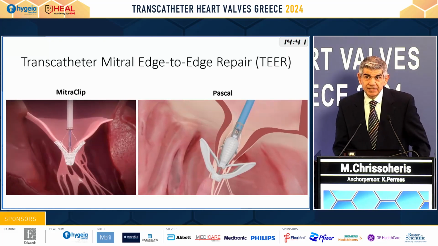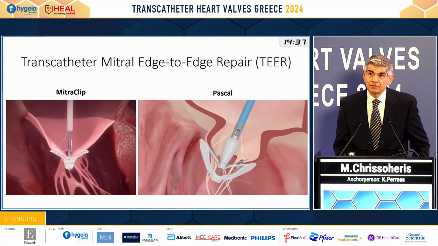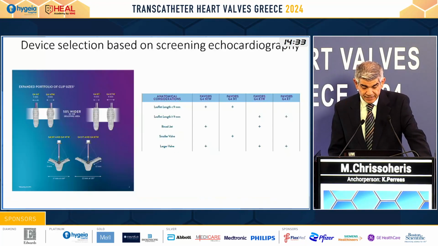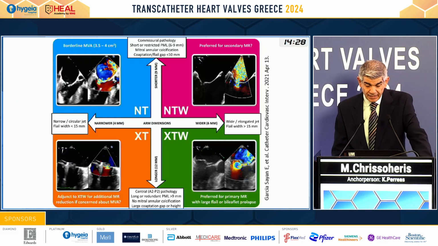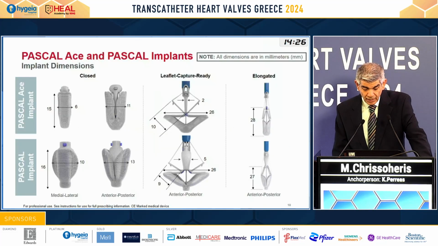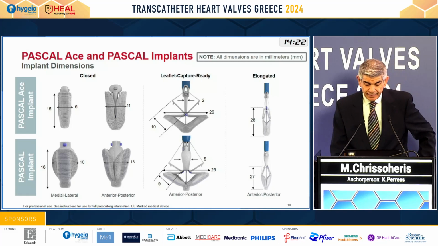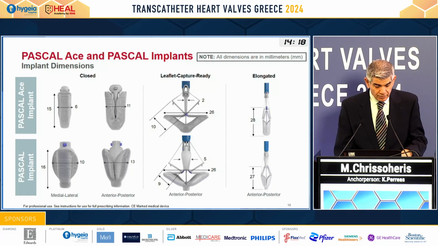We've come a long way since the introduction of TEER many years ago, with next generation devices like the Gen 4 MitraClip and the Pascal devices, with multiple device iterations in sizes and lengths, as we saw very nicely before. Also for the Pascal device, there are two major iterations, the Pascal and Pascal Ace, which allow us to tailor our therapy to the individual patient.